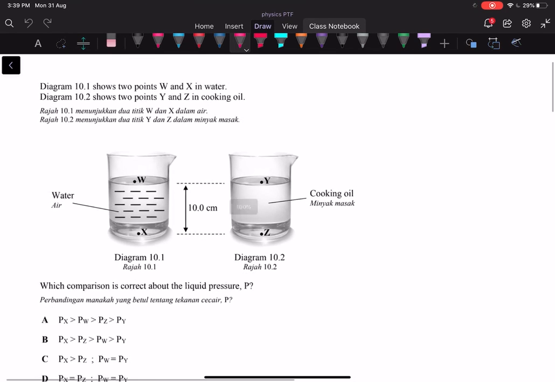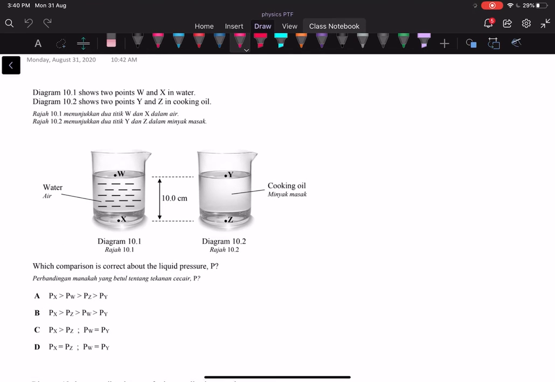Okay, soalan pertama. Okay, class. So dalam soalan ni, W dan X adalah titik-titik dalam air, manakala Y dan Z adalah titik yang diberikan dalam minyak masak, ya. So perbandingan mana yang betul tentang cecair P? Perbandingan manakah yang betul tentang tekanan cecair, iaitu mana satu di antara W, X, Y dan Z akan mempunyai tekanan lebih tinggi dan rendah dan sebagainya.